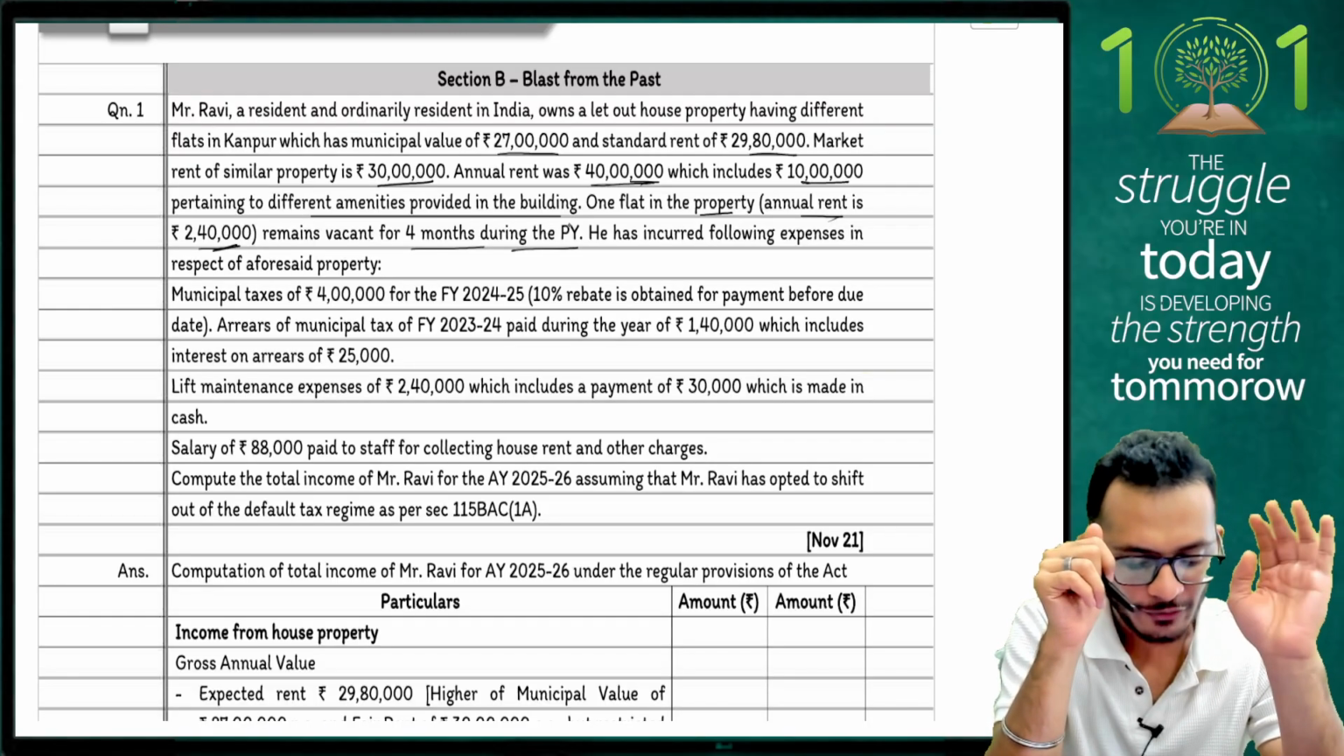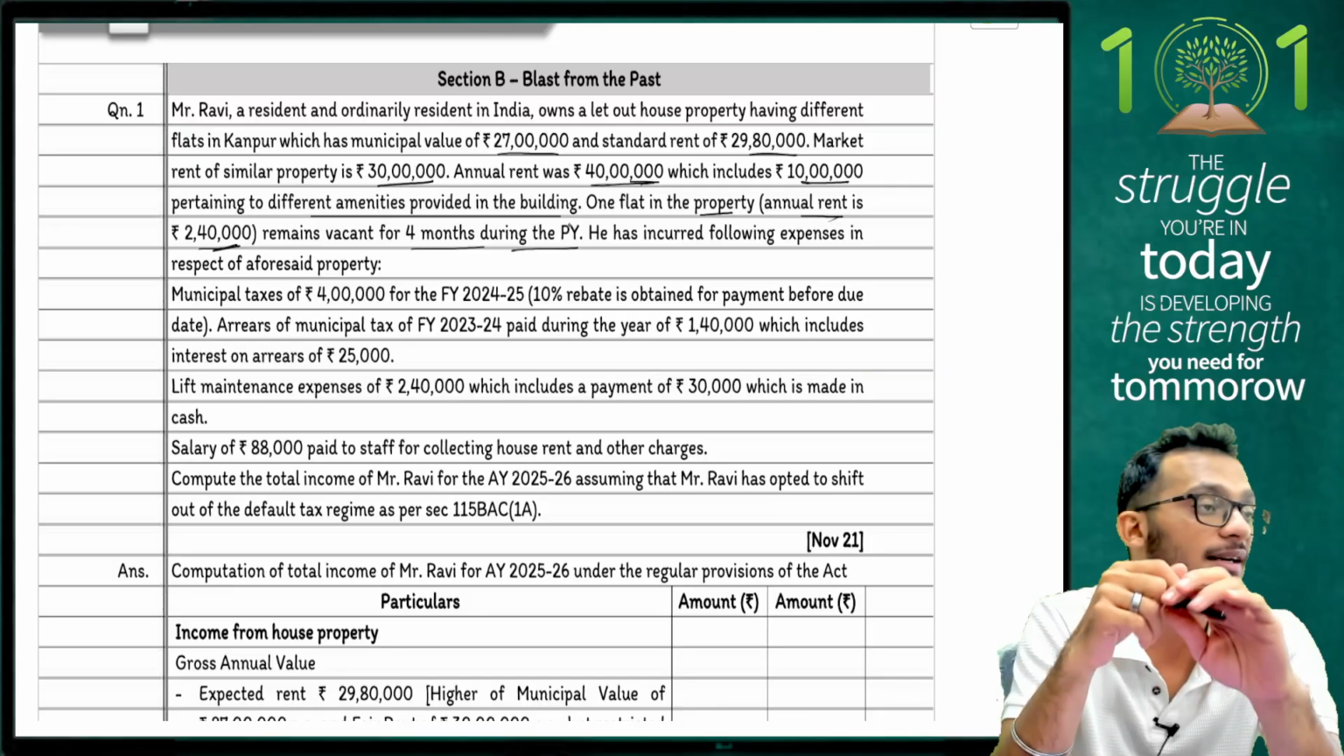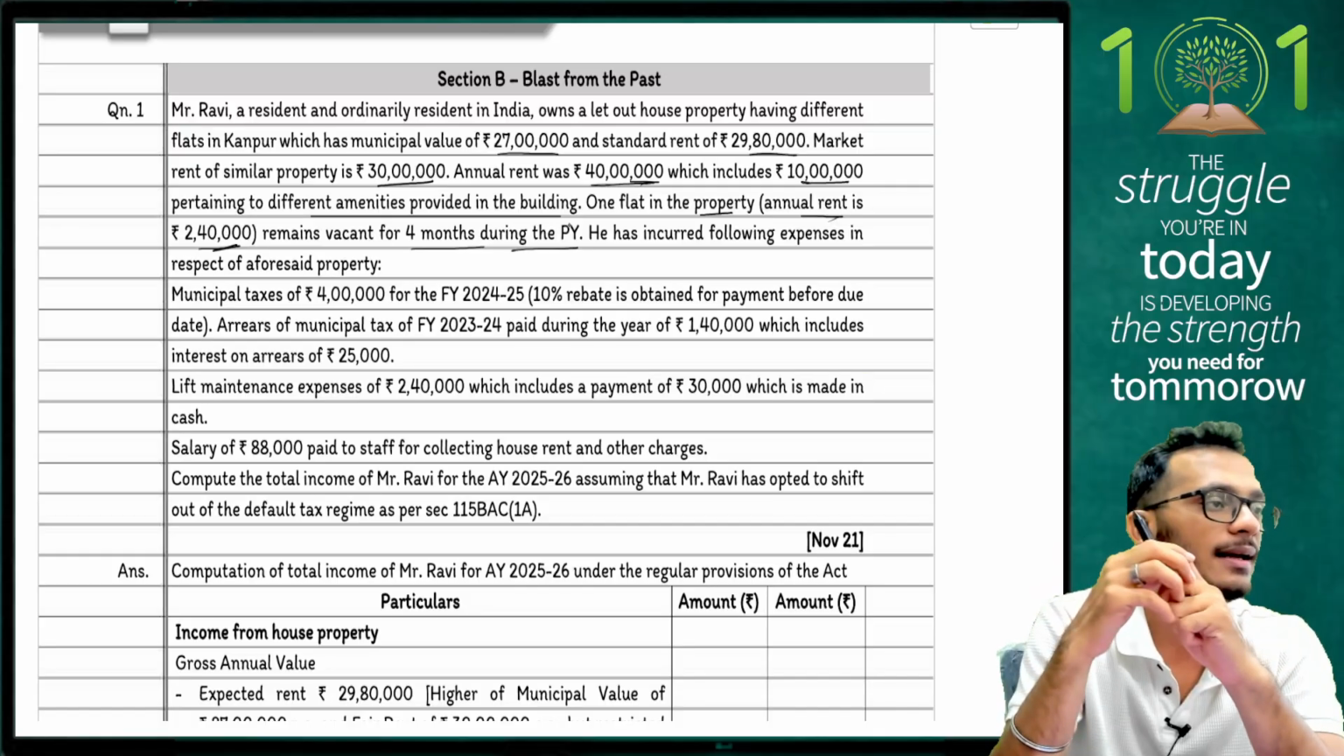Very good. Arrears of municipal tax of 23-24 was paid during the year for 1 lakh 40,000, which includes an interest of 25,000. I have paid interest on municipal tax for last year. Can I claim?